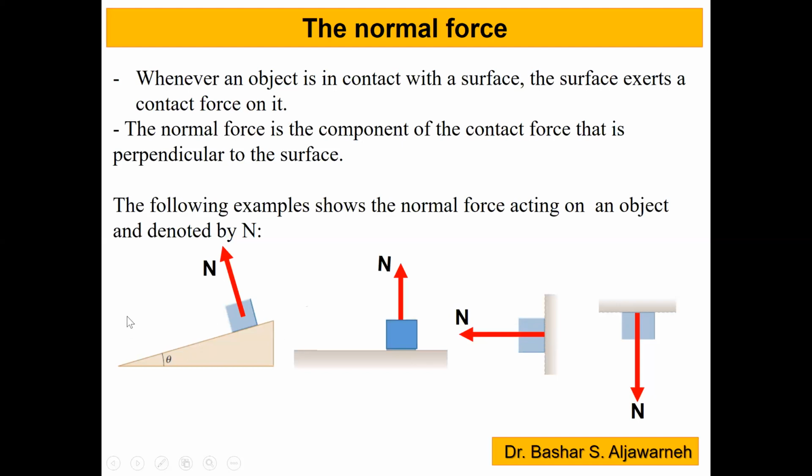Here, for the inclined surface, I'm going to have two or three examples later about this type of surface. So we have an inclined surface with angle of inclination theta. This is my object, which rests on it. And please, here, this surface is the x-axis. So the normal force is perpendicular to it and has 90 degrees, as you can see.